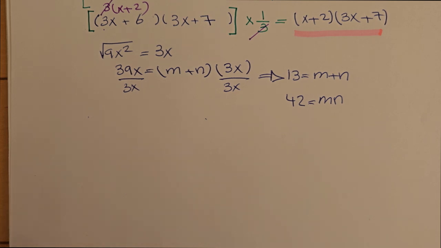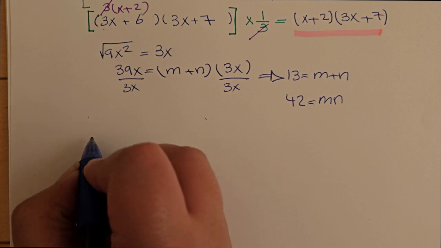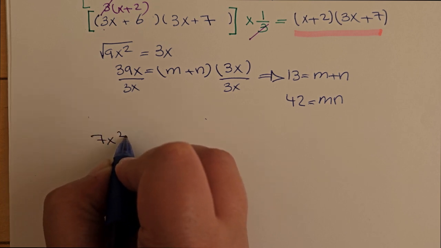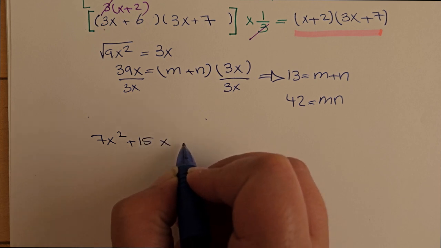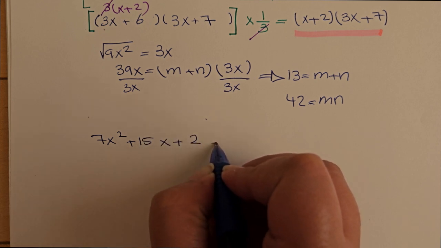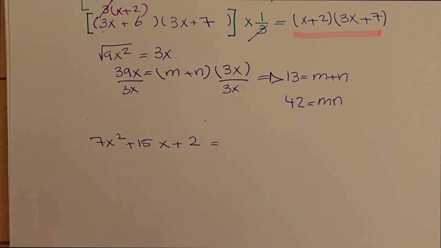Okay, let's continue with another example here. I have 7x squared plus 15x plus 2. And again, the question is using the same identity, factorize it into two brackets. Please stop the video, try to do it on your own, and check back your answer.